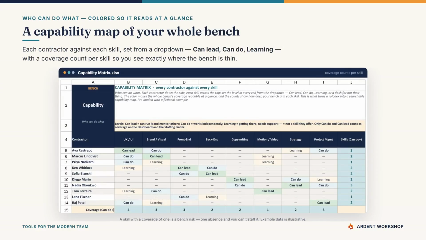The capability matrix maps who can do what. For each contractor and each skill, you set a level: can lead, can do, or learning. And the cells color themselves, so the whole bench's coverage reads at a glance. A count per skill shows how deep you are, and a skill with a coverage of 1 is a bench risk you can see coming.